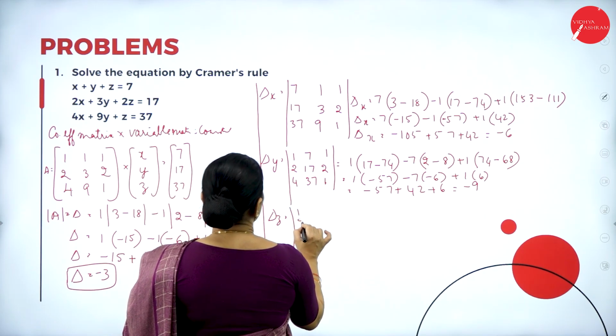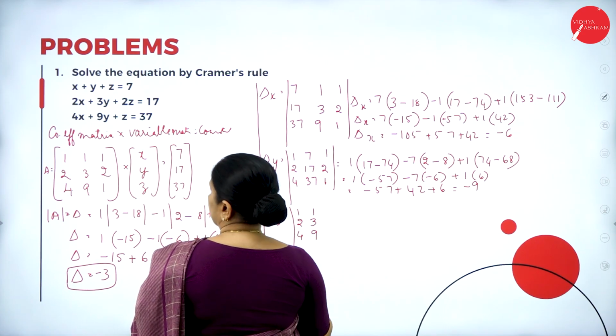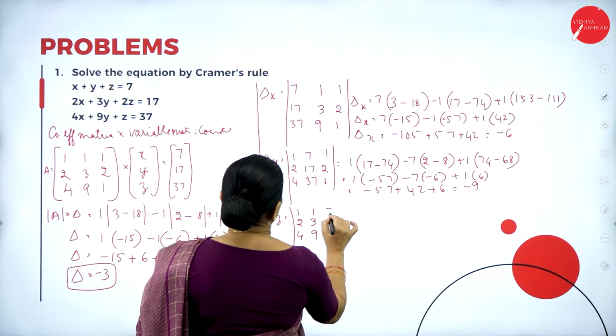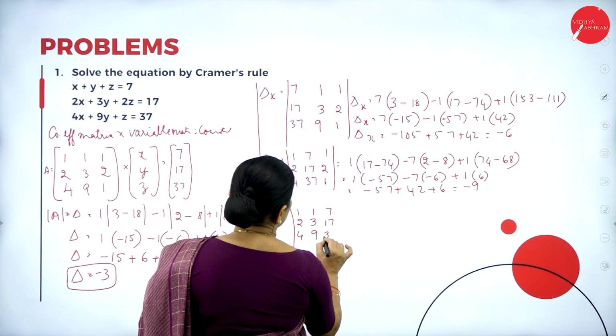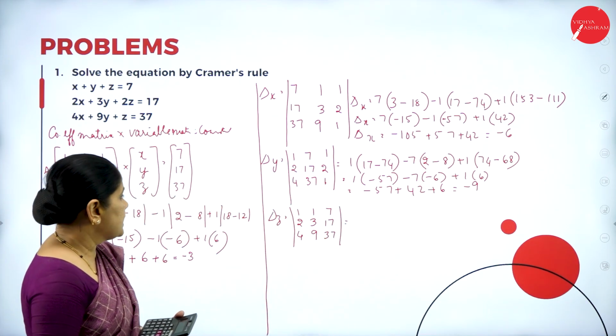Now, delta z equals 1, 2, 4, 1, 3, 9, 7, 17, 37. So we find the value of delta z.